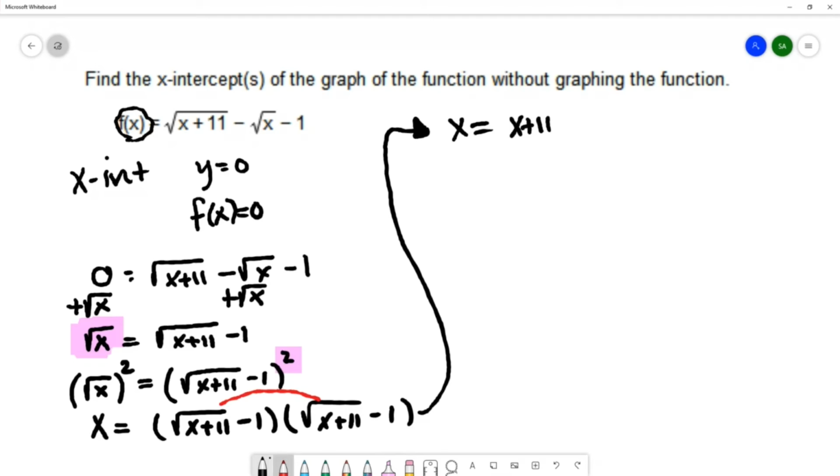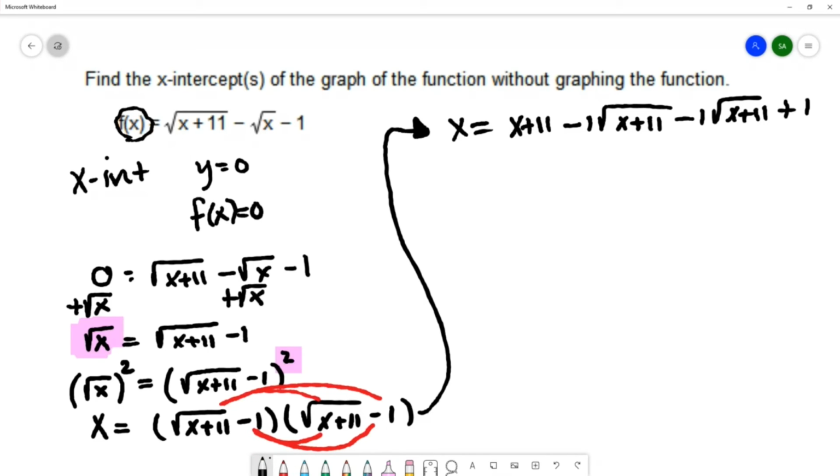Then I want to multiply the outside 2. That's square root of x plus 11 times minus 1. That's minus 1 square root of x plus 11. Then I want to multiply the inside 2. And that's minus 1 square root of x plus 11. And then finally, I want to multiply the last 2. That's negative 1 times negative 1, which is a positive 1.